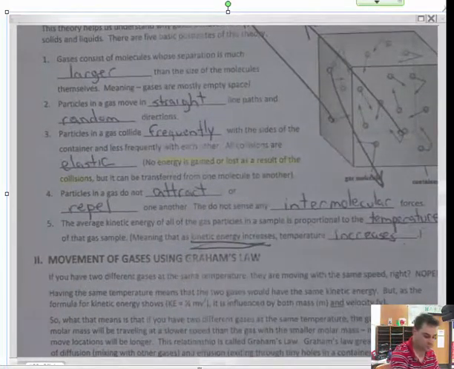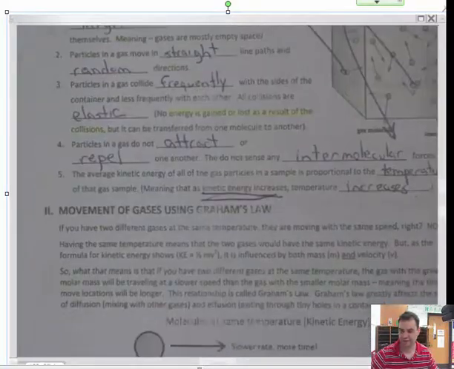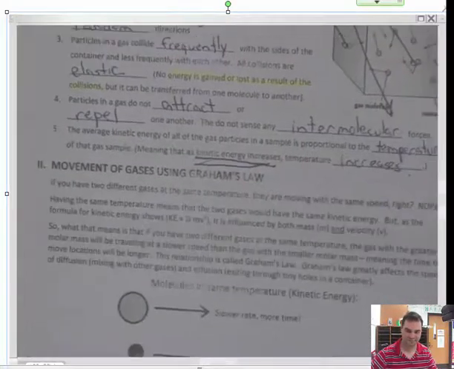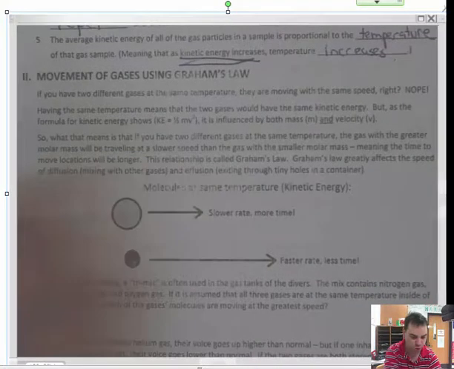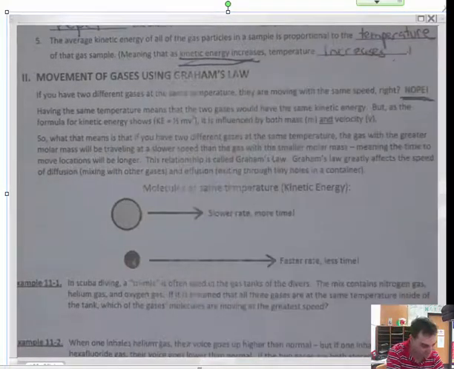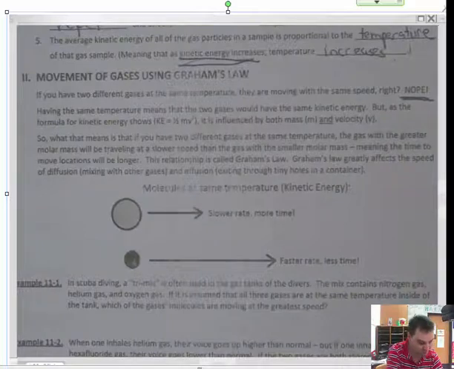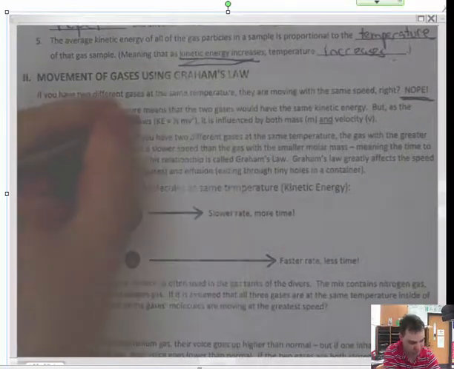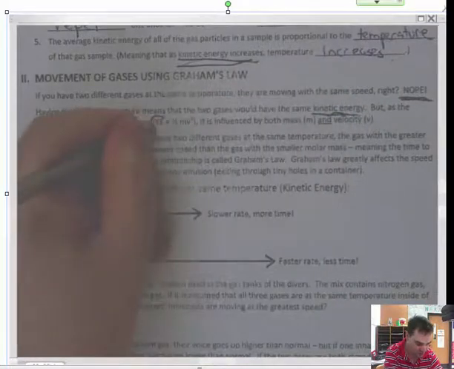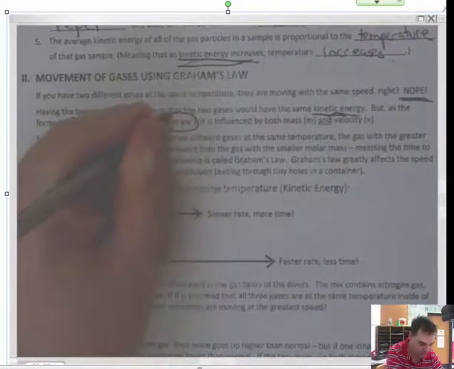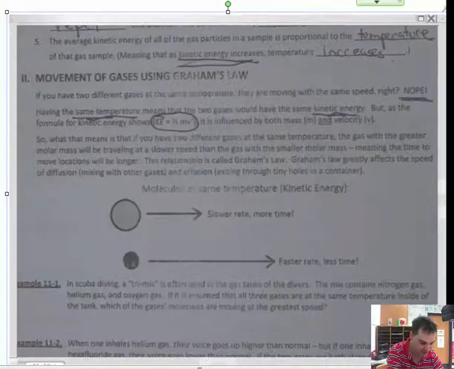Okay. Movement of gases through Graham's law. If you have 2 different gases at the same temperature, they're moving at the same speed, right? Nope. They have the same temperature, which means they have the same kinetic energy. But remember, kinetic energy is 1/2 mass times velocity squared, which is influenced by both the mass and the velocity.